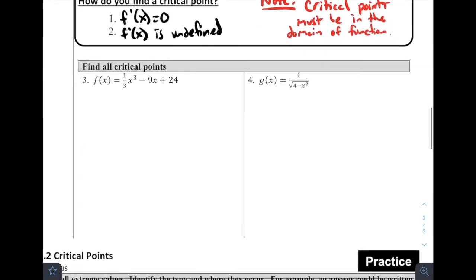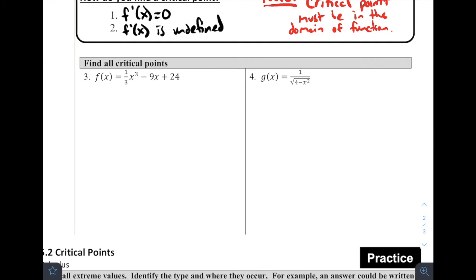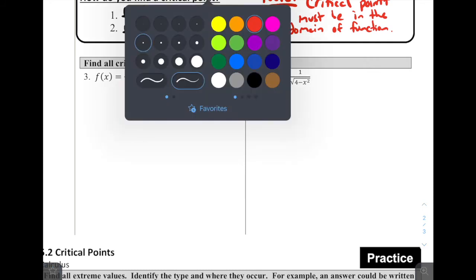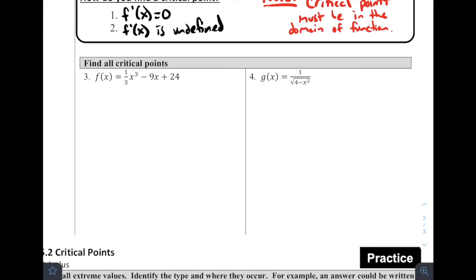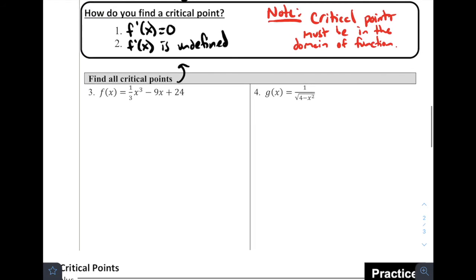Great, let's try this for number 3. So number 3 says f of x is equal to 1/3 x cubed minus 9x plus 24. Find all critical points. So again, we're looking for places where f prime of x is equal to 0 or it's undefined. So let's start off with the derivative of this function. F prime of x, if we do the power rule, is going to be just x squared minus 9.